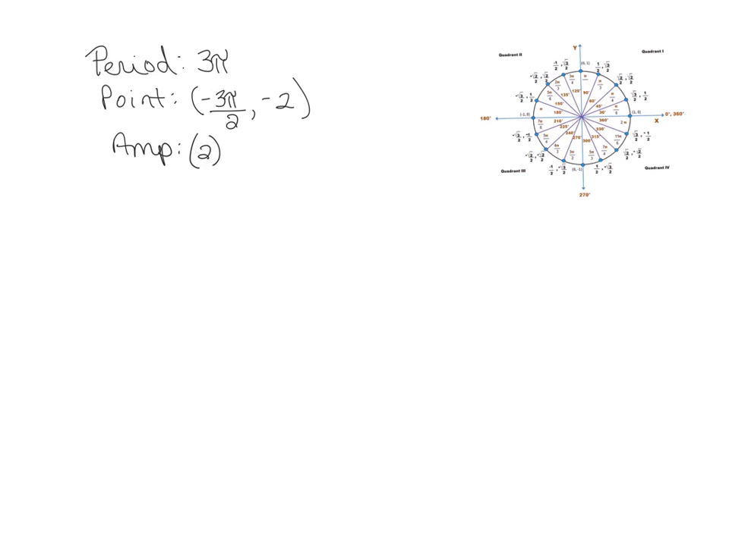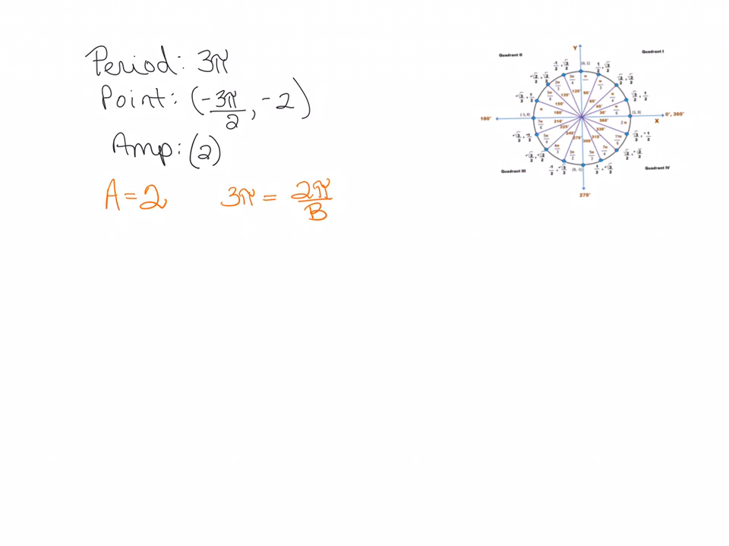Okay, let's take a look at one more really quick where it doesn't work out, where everything isn't quite as neat, but it still works out the same. The period in this one is 3 pi, the point is negative 3 pi over 2, negative 2, and the amplitude is 2. So let's go ahead and list what we have and find what we don't have. In this case, A is going to be 2, and we need to find B. So we'll use our period as usual to find b.